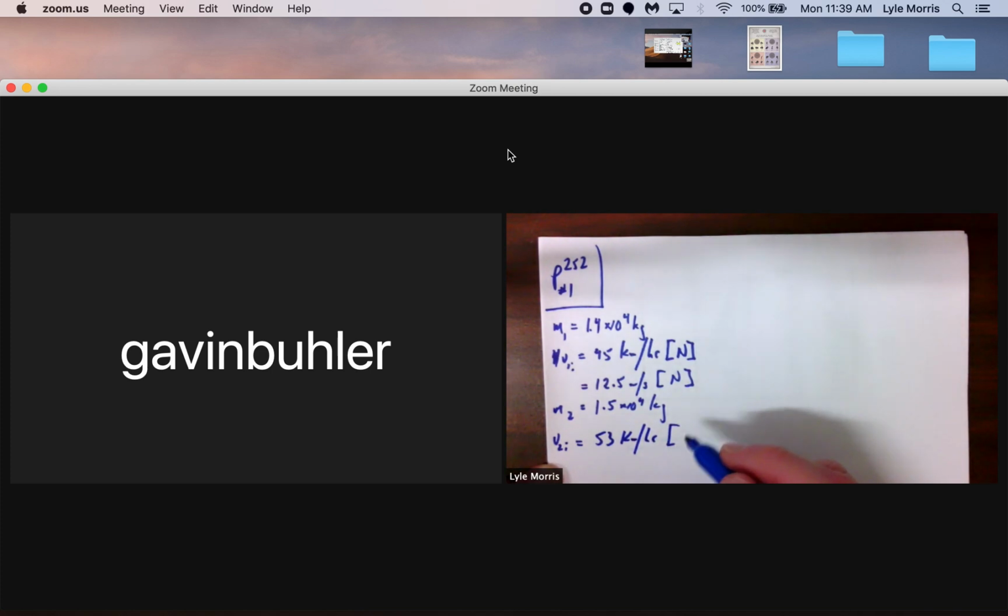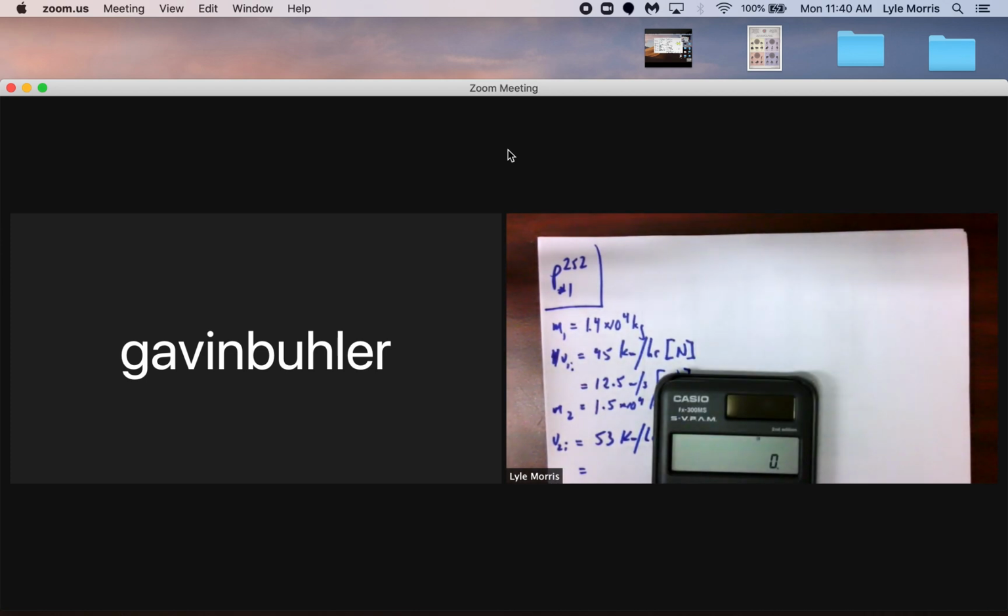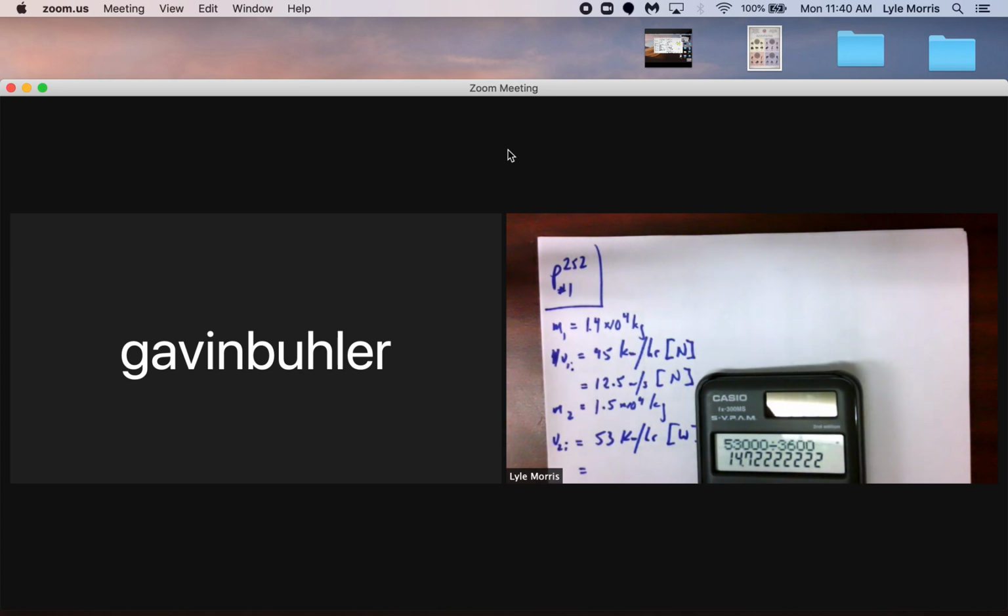Which way is this one going? This one's going west. Holy moly. It's not a good train situation. That is 53,000 divided by 3,600. 14.72.